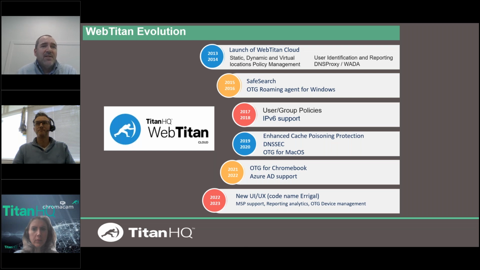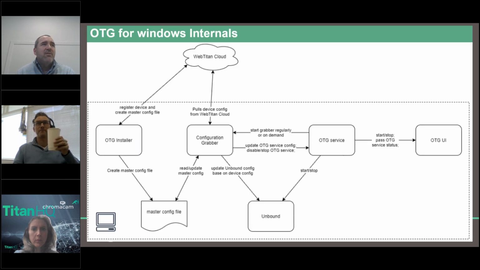So with that said, let me move on, and I'm just going to give a quick overview of how OTG works internally for Windows. The architectures are slightly different between Windows, Mac, and Chromebooks, but on the Windows side of things, there are essentially 5 main components. There's the installer. When you deploy OTG, it can be rolled out with an RMM, or Intune, or whatever MDM system that you're using.